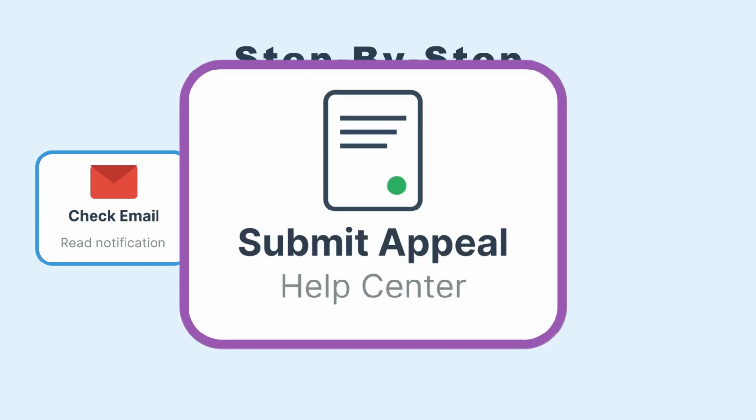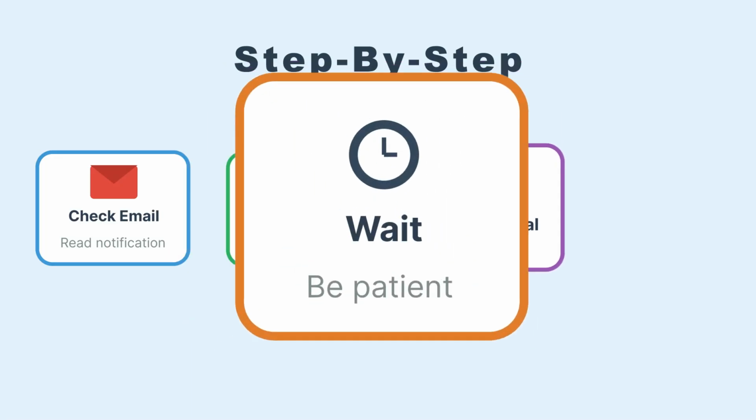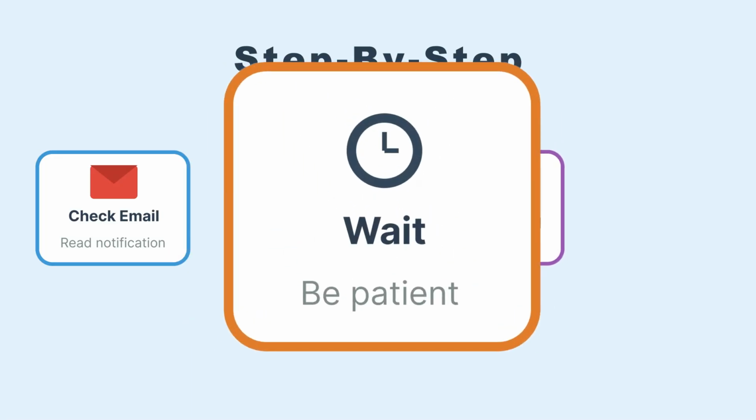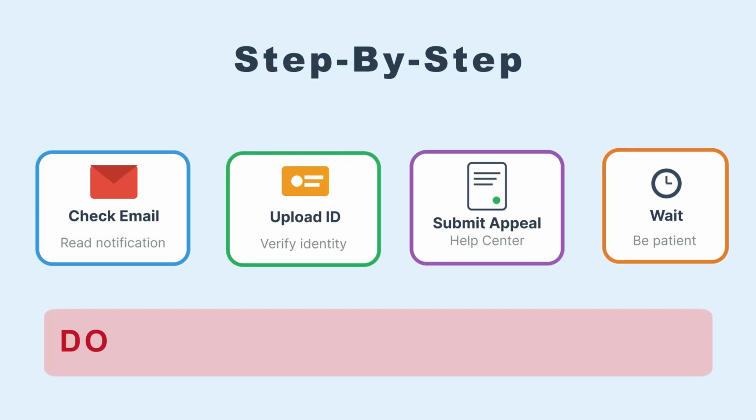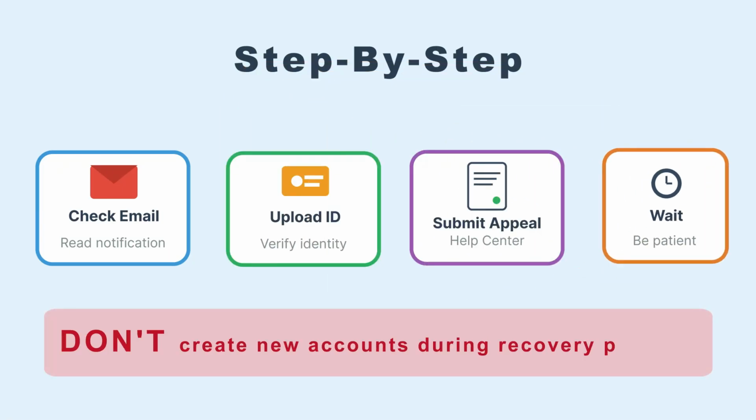Then, submit an appeal. If you believe the restriction was a mistake, head to the LinkedIn Help Center and submit an appeal via the Contact Us page. Explain your situation professionally and provide any requested details. Finally, wait patiently for the answer. LinkedIn's support team usually takes a few days to review your case. Keep an eye on your email for updates. Avoid creating new accounts during this time. It could lead to permanent bans.